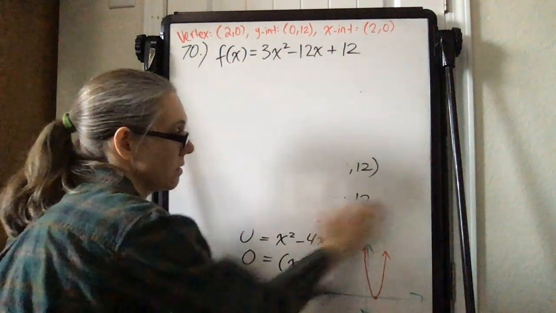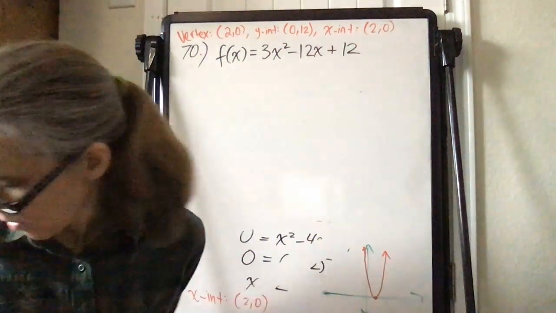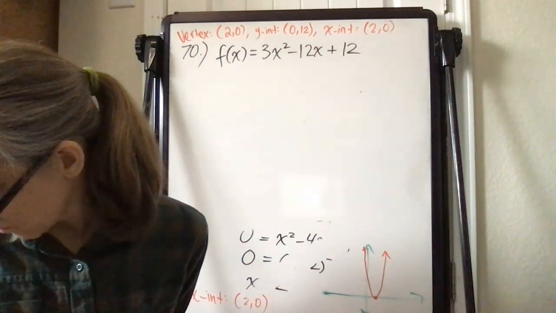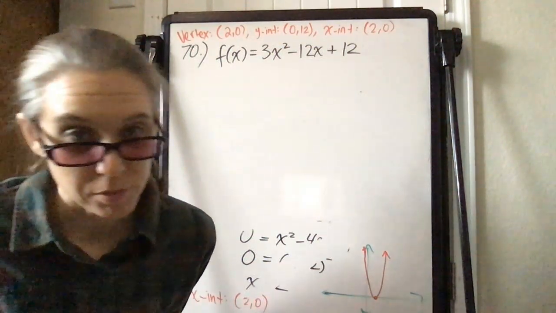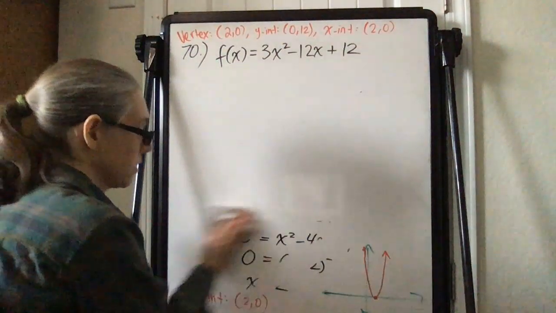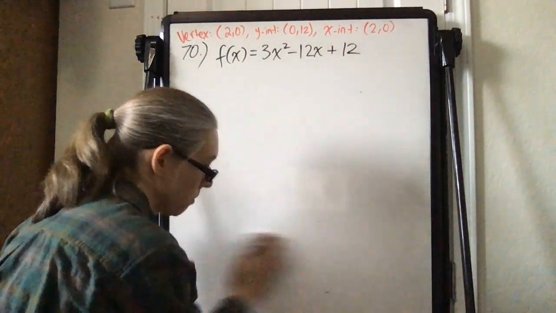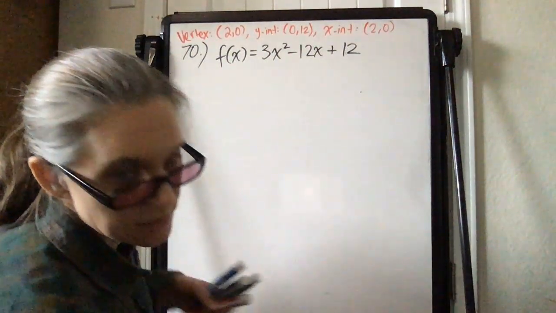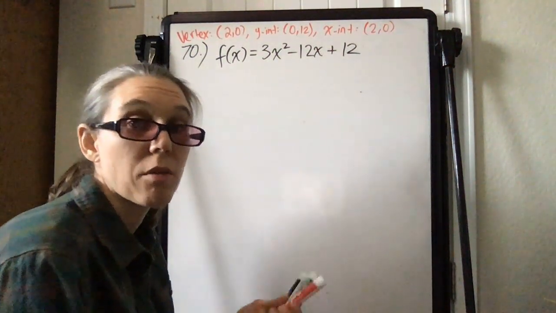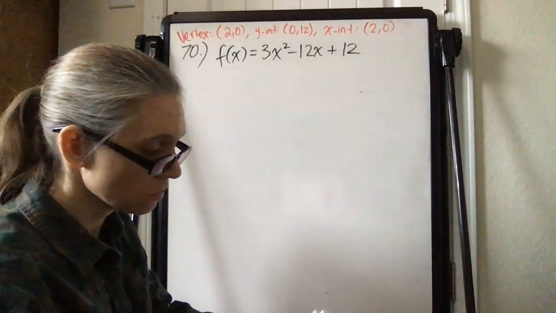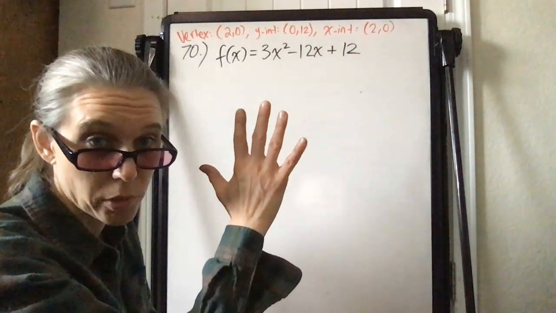Now, when you do number 69 in your homework, you don't have this scenario. You'll end up with two x-intercepts. The vertex is not the x-intercept. It's nice in that situation because then you already have 4 points. I only have 2 points here. So to graph, I need 5 points.